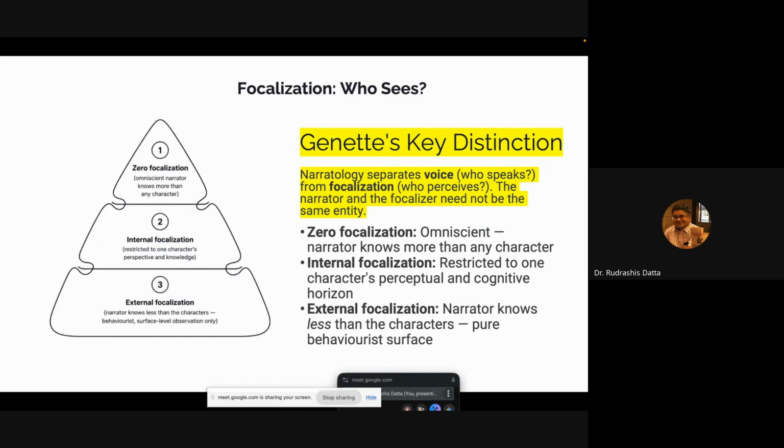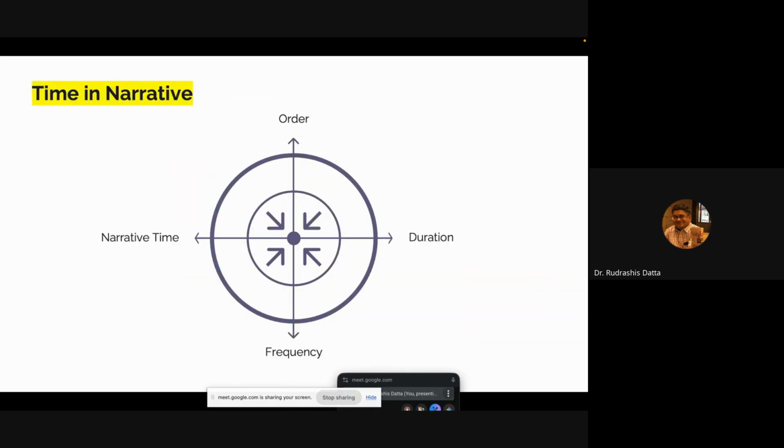Right? Now we come to the concept of time in the narrative. This is again very important. Very often, we see that time proceeds in a rather chronological manner in most narratives.